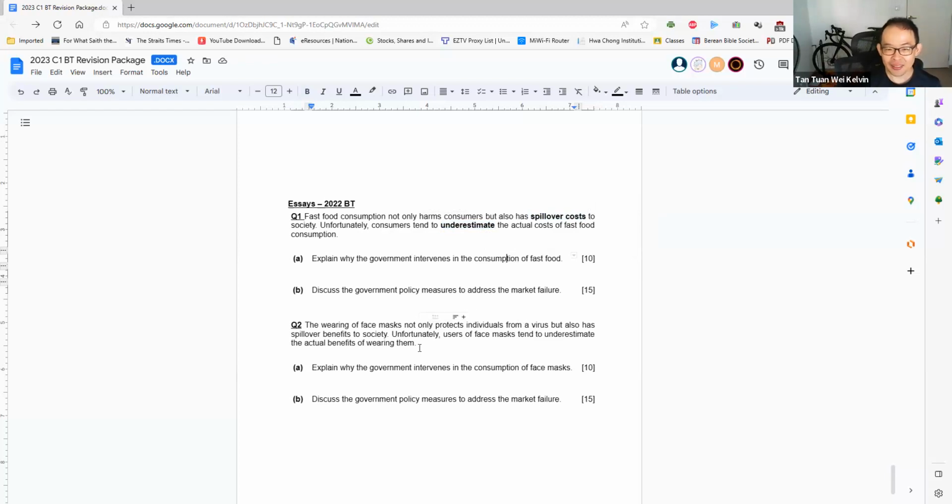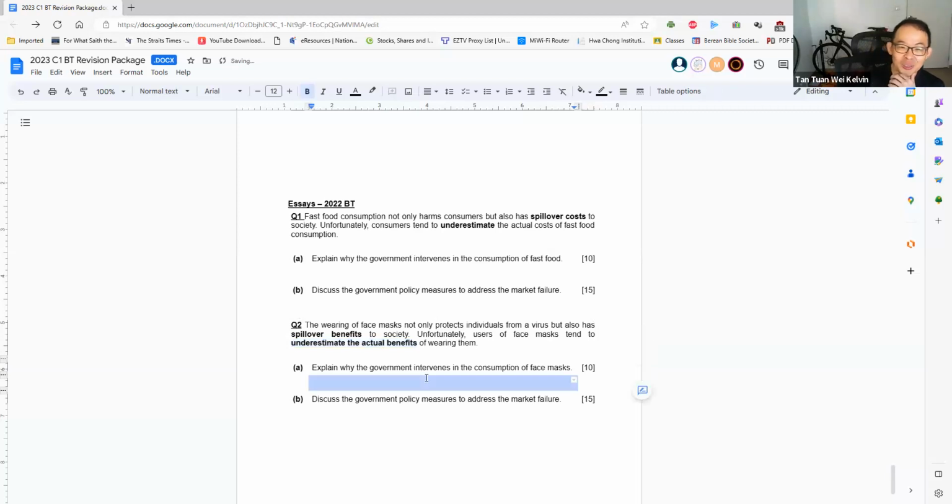For question 2, okay, spillover benefits. So spillover benefit tells you it is positive externalities. And underestimate the true benefits. So if you look at A and B, the questions are similar. So I think if I view it, it all boils down to this.